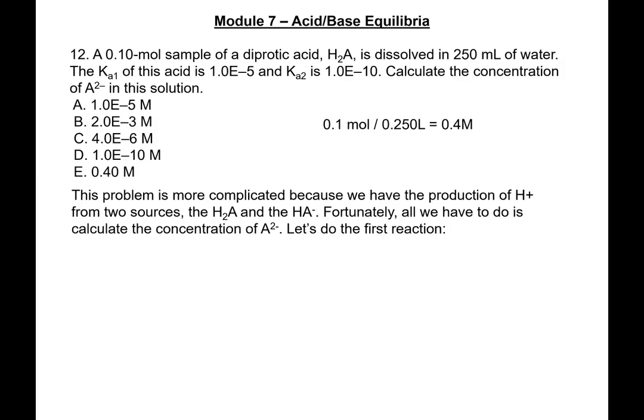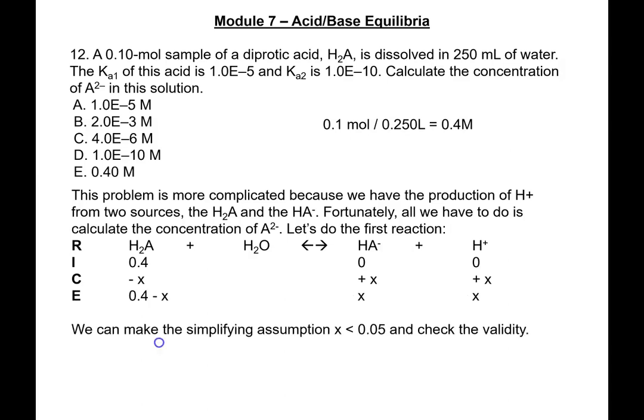So because this is diprotic, we have two dissociations. Let's do the first one. So there's our first reaction. H2A plus water gives HA minus plus H plus. I know my initial concentration is 0.4. I get that because I have 0.1 mole dissolved in 0.250 liters. So my initial concentration is 0.4, and I have 0 and 0. Again, don't know how much I'm going to lose. That's going to be minus X and plus X. So I have my equilibrium concentrations.